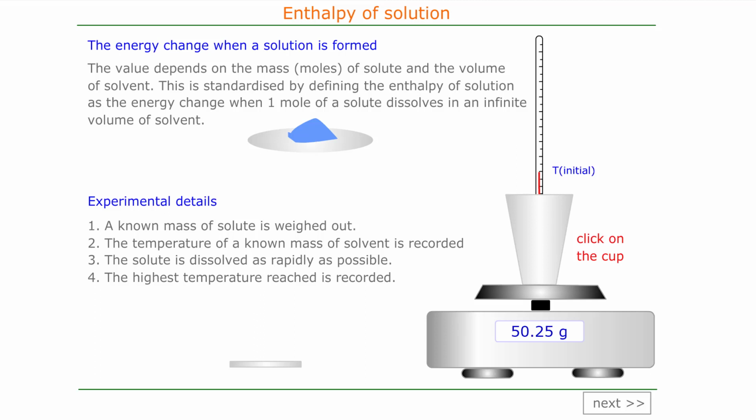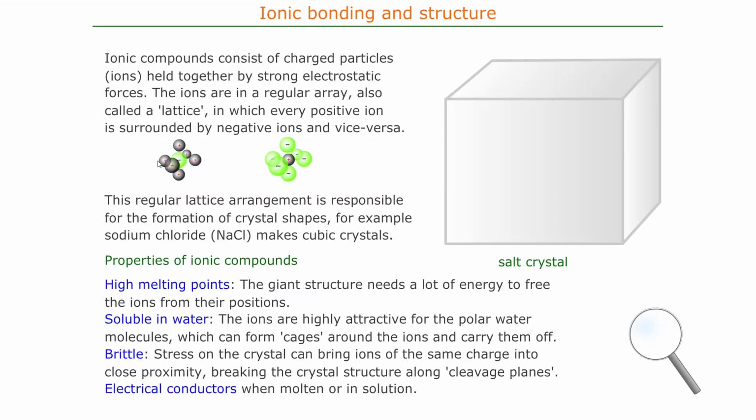The enthalpy of solution is another way of saying the energy change of solution, which is the energy change when a solution is formed by dissolving a solute in a solvent. Normally the solvent is water. Now we are usually dealing with ionic substances, and ionic substances are structures which are made up of many repeating oppositely charged ions.